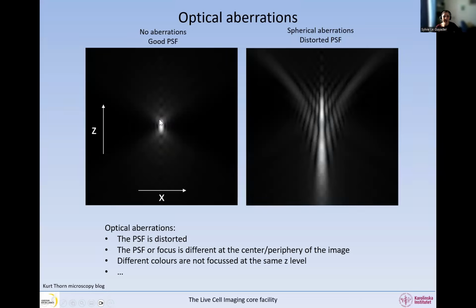You see how tight we shrank the little rugby man to its bare minimum, and then we have a very symmetric point spread function. The real point spread functions are never actually that symmetric. In general, they are more blurry on one side compared to the other. And this here could be a distorted aberration point spread function. So this is spherical aberrations in this particular case.